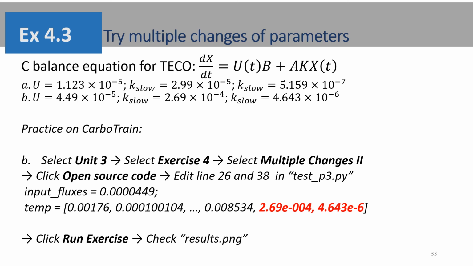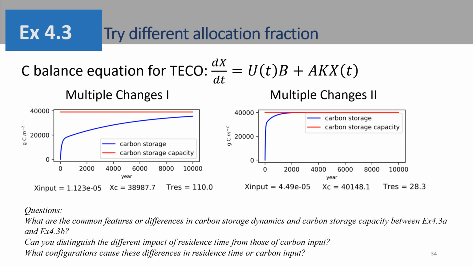Then let's select the case multiple change 2 and repeat previous steps. Replace the input and turnover rates with a higher value as we provided. Then click Run Exercise and check results. Here are results from two different carbon input and turnover rates. By comparing these two simulations, we can see carbon storage simulated at different carbon storage capacity. Can you think about how input and turnover rates impact the carbon storage capacity? Let's fill the blank for exercise 4.3 in slide 25.